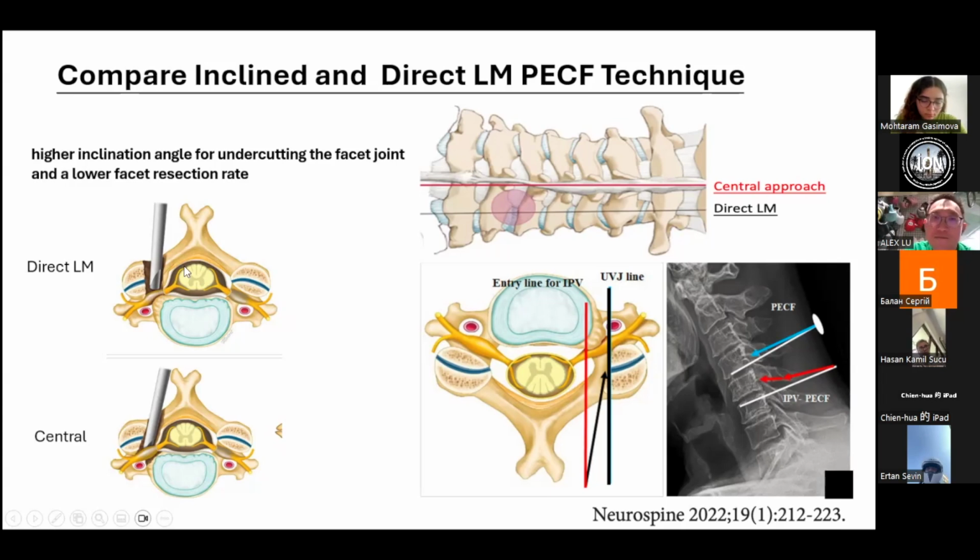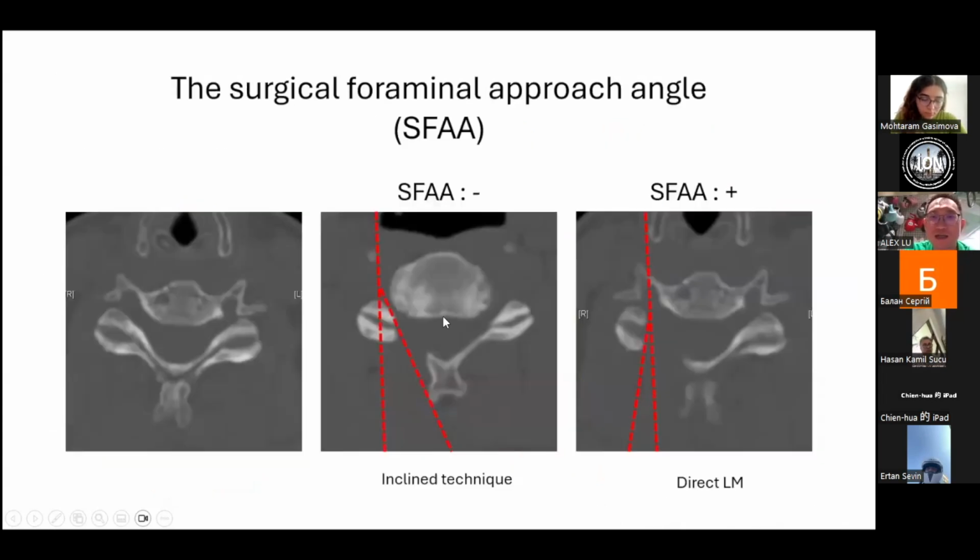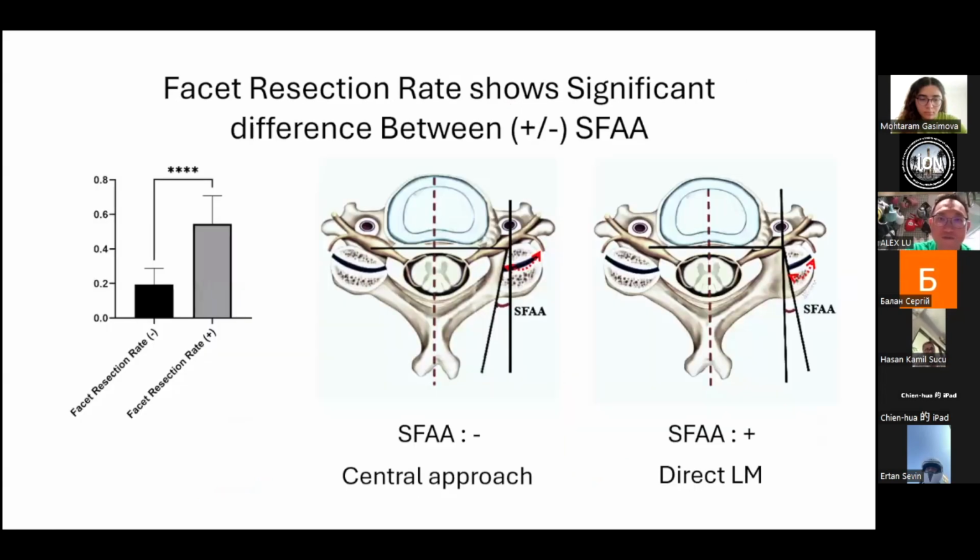I want to see. So this is the method, and sometimes I forget, so I check the postoperative CT scan. For this surgical foraminal approaching angle, if this is negative, I call this the incline method. If this is more positive, like this one, resecting more facet, I call this the direct lateral mass approach. First, for the central incline approach, the facet resection is much less. For the direct lateral mass approach it is significant, of course.